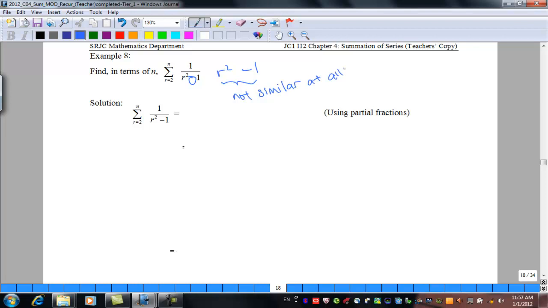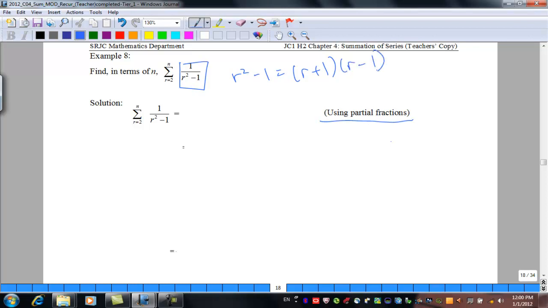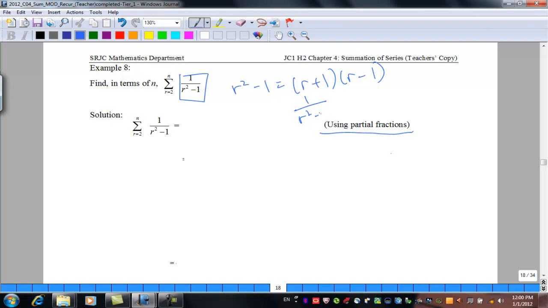So offhand, we cannot immediately apply the method of difference in this case. Instead, what we are going to have to do is to use partial fractions to write this 1 over r squared minus 1 as a difference of two similar terms. Now recall that r squared minus 1 can be factorized into r plus 1, r minus 1. So when we do our partial fractions, we are going to have 1 over r squared minus 1 equals a over r plus 1 plus b over r minus 1.